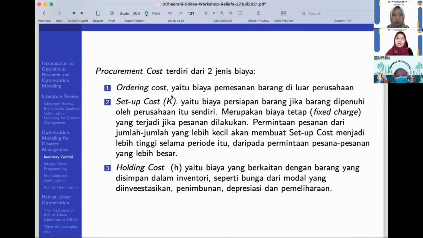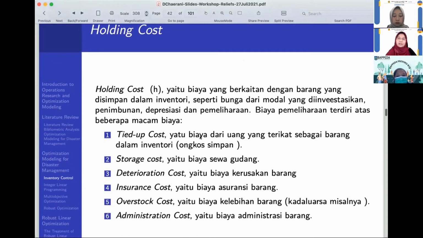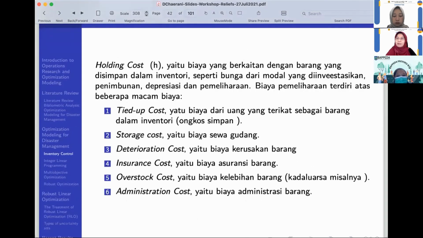Nah, ini ordering cost kalau misalnya kita pesan di luar perusahaan, kalau dia tidak memproduksi sendiri. Setup itu misalnya biaya fix yang digunakan selama terjadi pemesanan tersebut. Kemudian ini juga holding cost, ternyata kalau di-breakdown bisa jadi ada 6 biaya: tied up cost, storage, deterioration, insurance, overstock, administration.